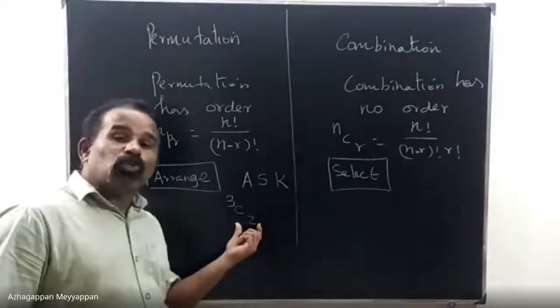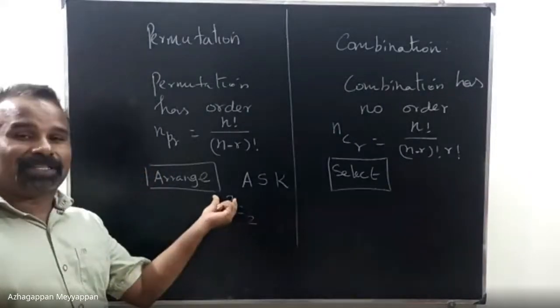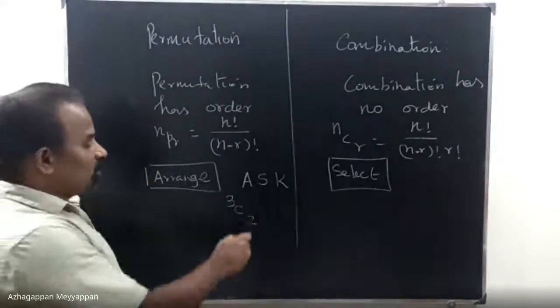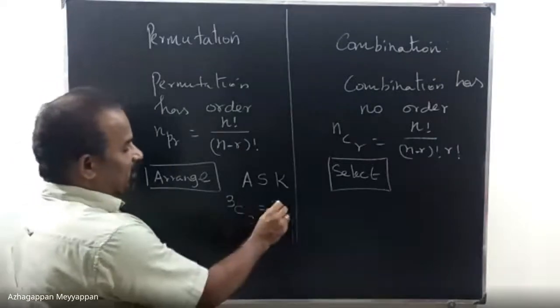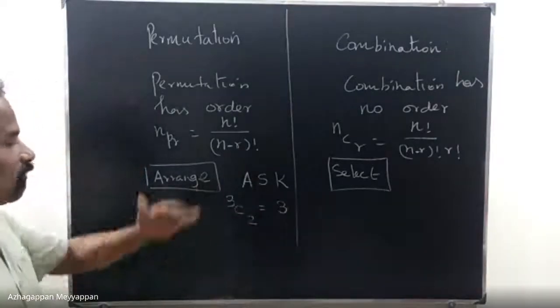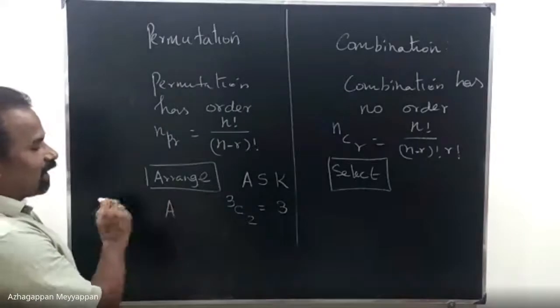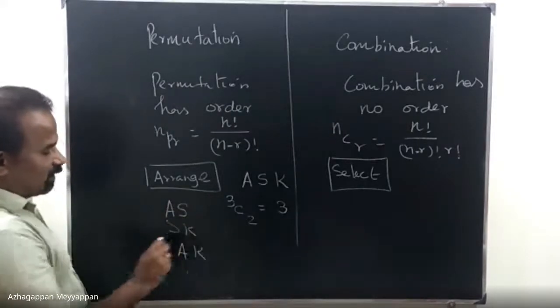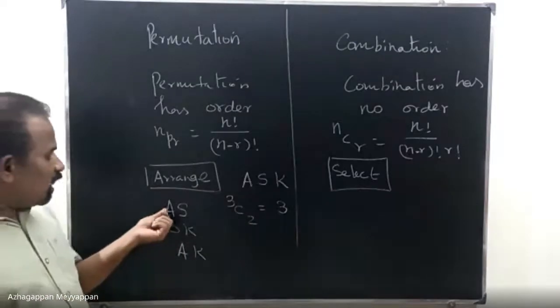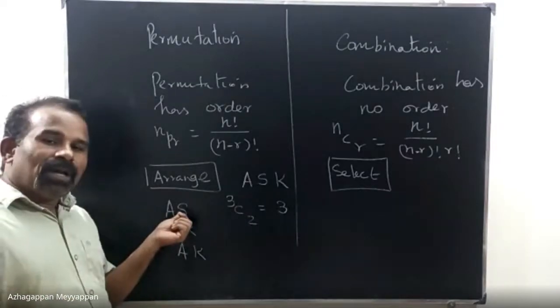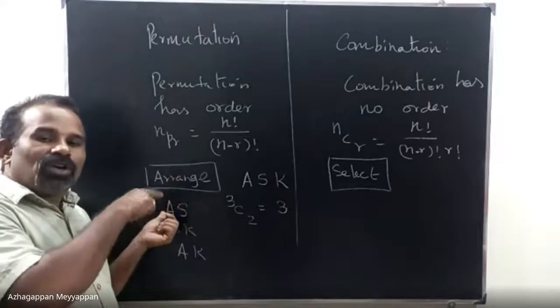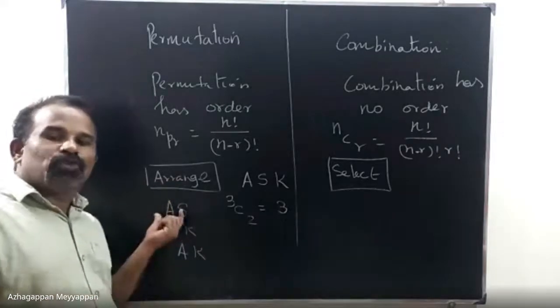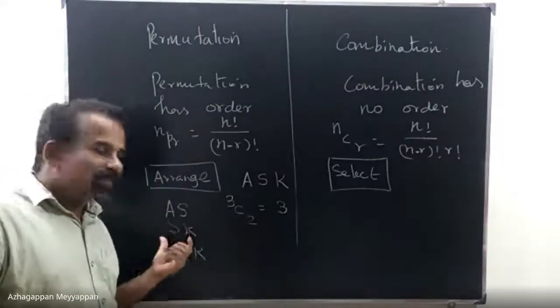We are selecting 2 persons out of 3 persons. That is 3C2, which is nothing but 3. So what are the combinations? Arun and Sriram, Sriram and Kannan, Arun and Kannan. That's all. Arun and Sriram, Sriram and Arun, both will be the same because of group, because of selection.